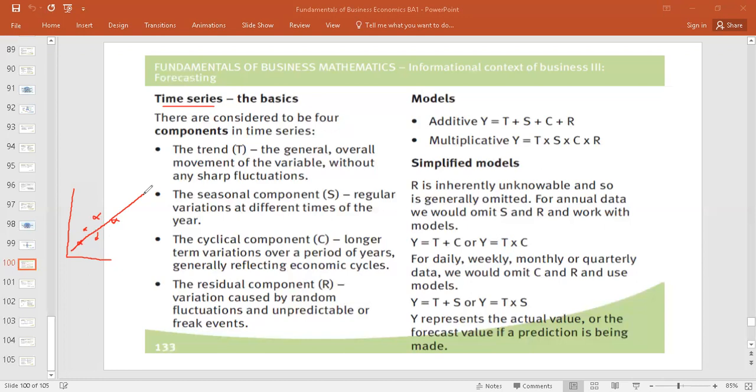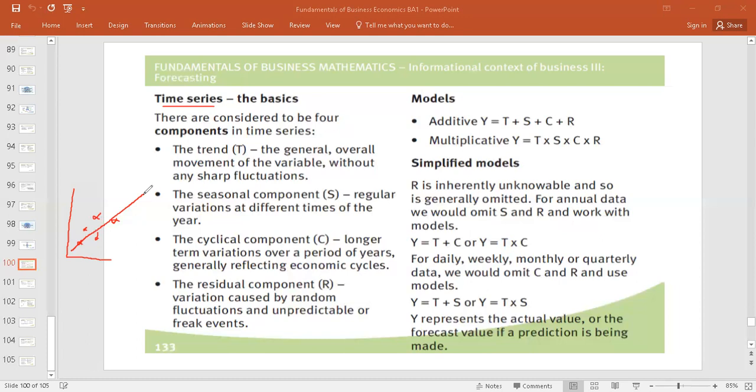In case of predicting or forecasting the future, we have two models. One is an additive model and one is a multiplicative model. In the additive model, Y is equal to the sum total of all these four components, that is the trend T, the seasonal component S, the cyclical component C, and the residual component R. In the multiplicative model, Y is equal to the product of all the four components.